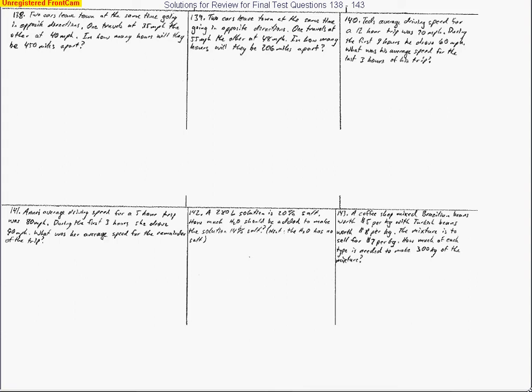These are the solutions for the review for the final test, questions number 138 through 143. Taking a look at our first problem here, it talks about two cars leave town at the same time. Whenever you see that, that tells us that we are going to have the same variable if we're not given the time. Going in opposite directions gives us another clue about the problem.